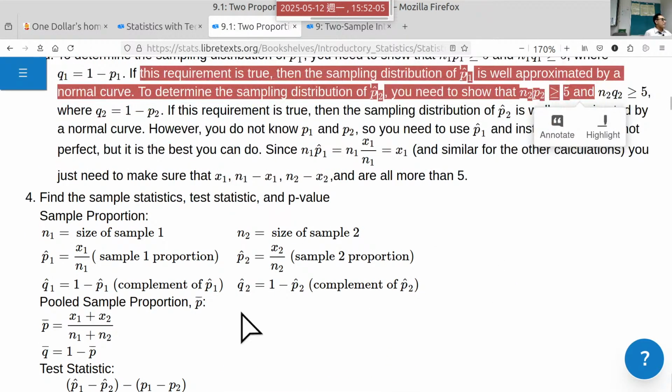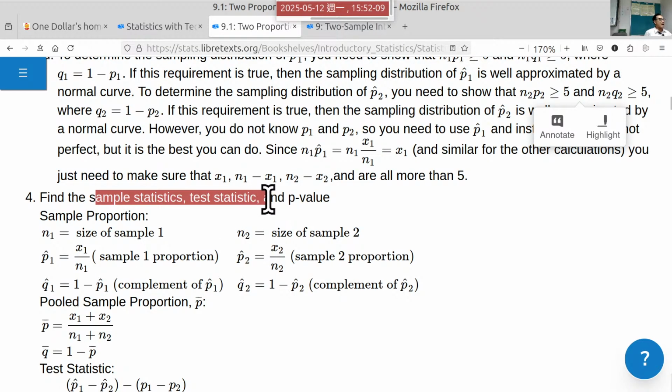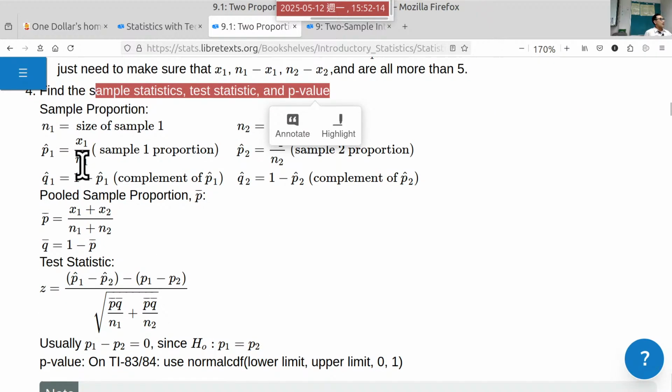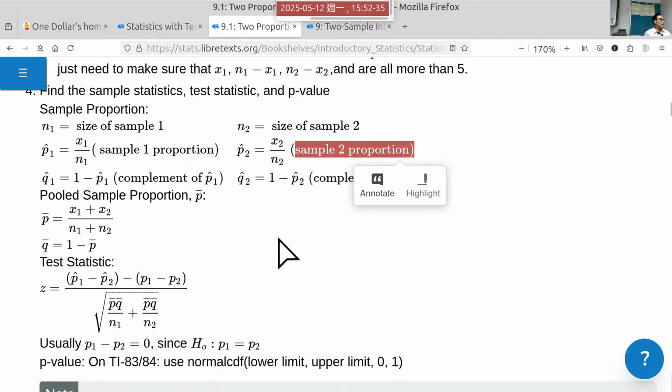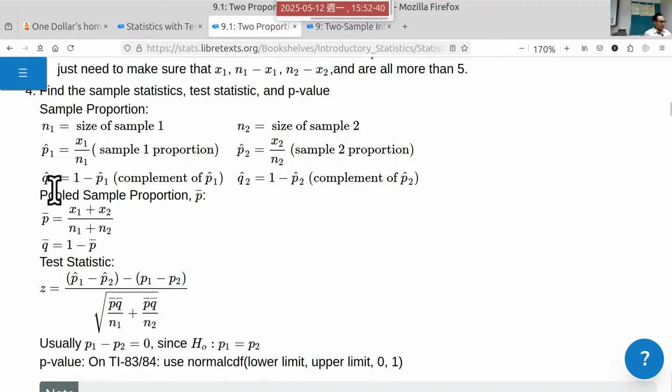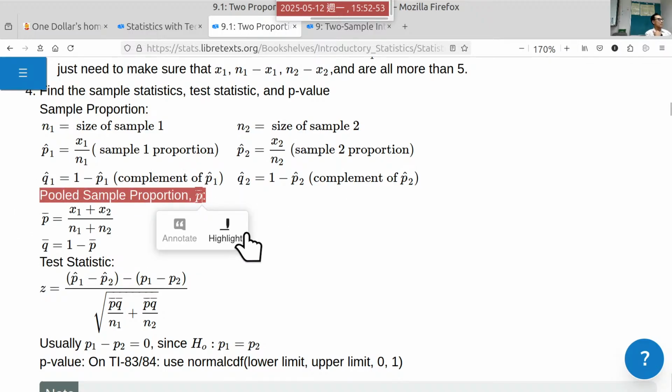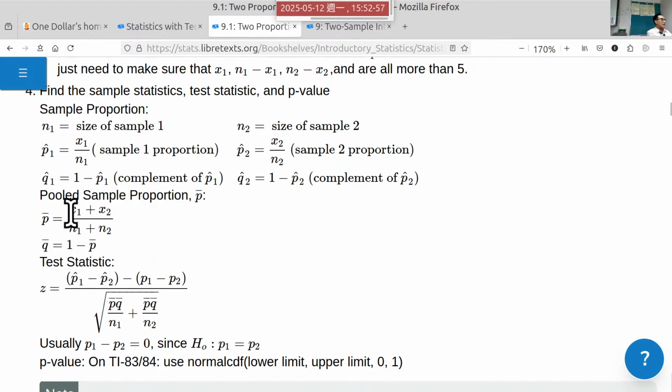Okay, and next one. Find the sample statistics, test statistic, and p-value. Sample proportion: n1, size of sample 1. n2, size of sample 2. p1 hat, x1 over n1, sample 1 proportion. p2 hat, x2 over n2, sample 2 proportion. q1 hat, that is 1 minus p1 hat, the complement of p1 hat. Okay, p2 hat, and the pooled sample proportion, that is p bar, x1 plus x2 divided by n1 plus n2.